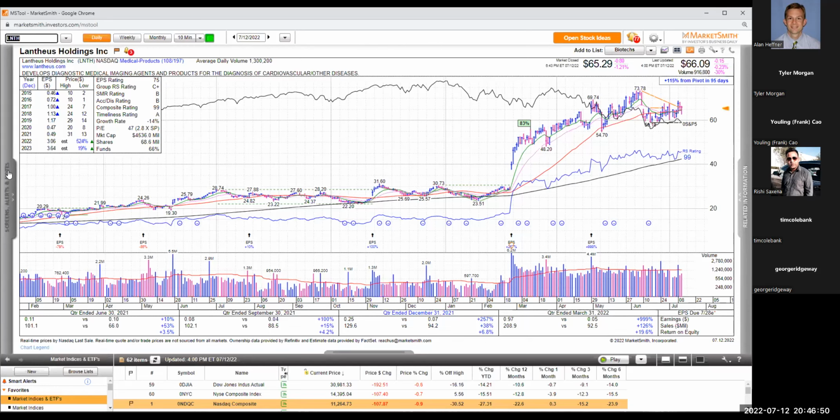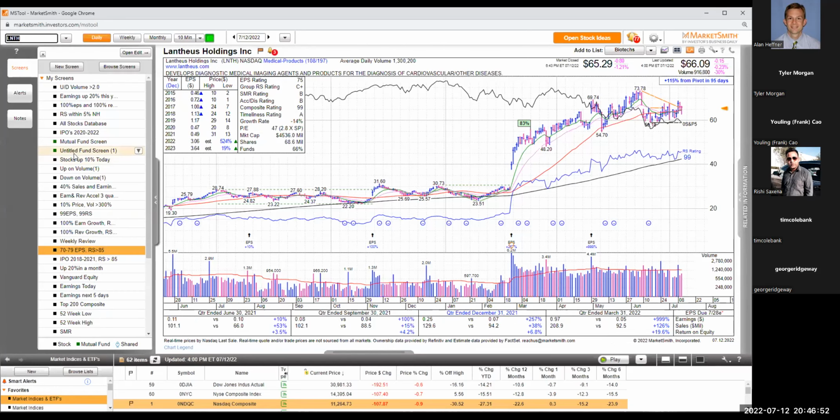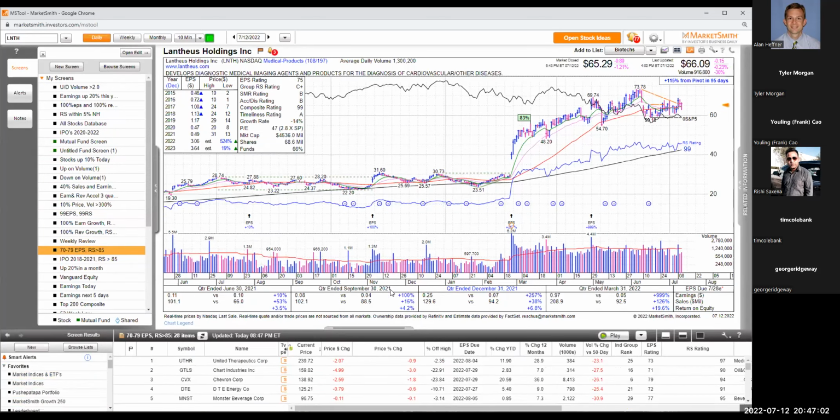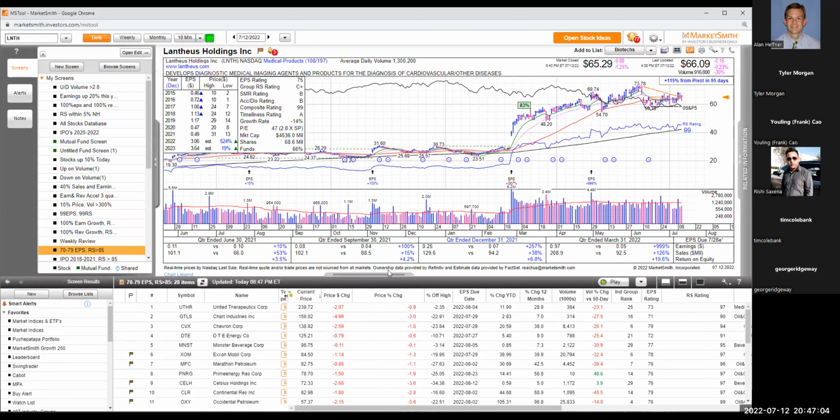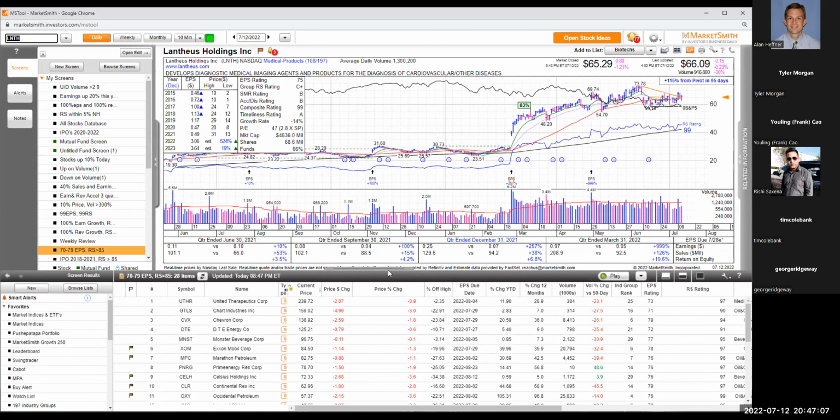And one of my favorite earnings per share screens that's not in IBD, I run this 70 to 79 EPS and relative strength over 85. And that'll get you some leaders that aren't in the IBD 50 or the MarketSmith 250 or the weekly review. And you can see these are the stocks that are showing up there.